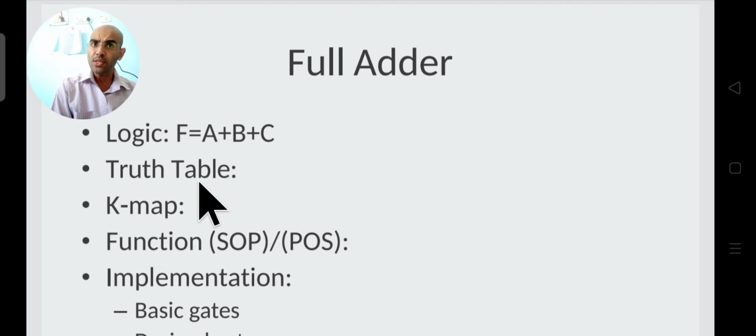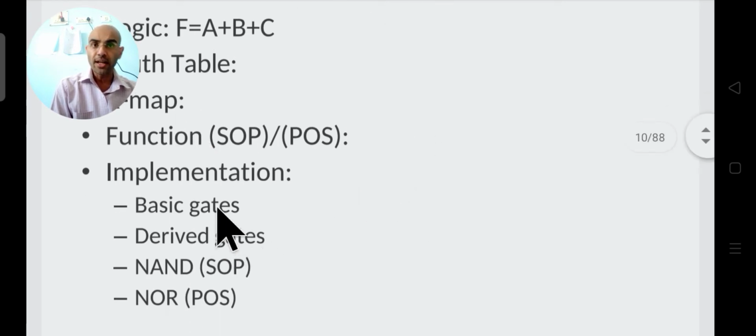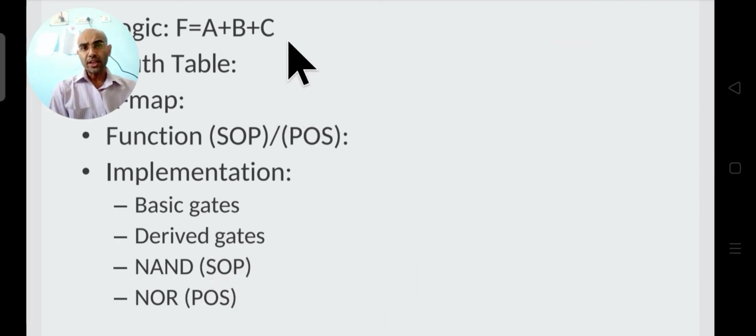So we will again do the same procedure. We will write its truth table, then we will simplify each of the outputs with the help of K-map, then we will write the function in the SOP and POS form, and then we will implement it with the help of various gates. So now you know the definition of the full adder. In fact, you can pause the video and try the implementation on your own also. I'll tell you the definition in a single line, and in fact you know that definition as well.